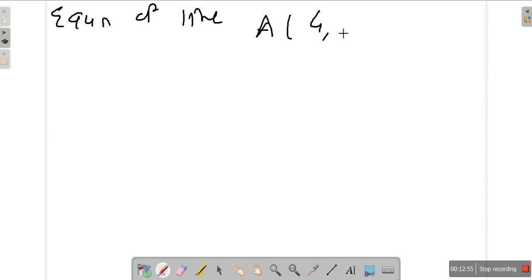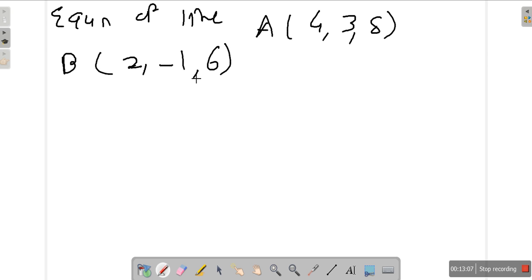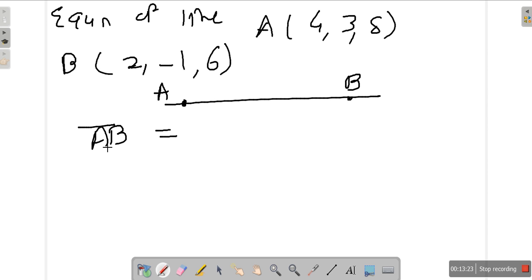Now let us consider a second example. Find the equation of line passing through 2 points, say A 4, 3, 8, and say B 2, -1, 6. Now obviously we have a situation in which this is a line, this is point A and this is point B. So obviously a vector which is parallel to the line is given by AB bar.